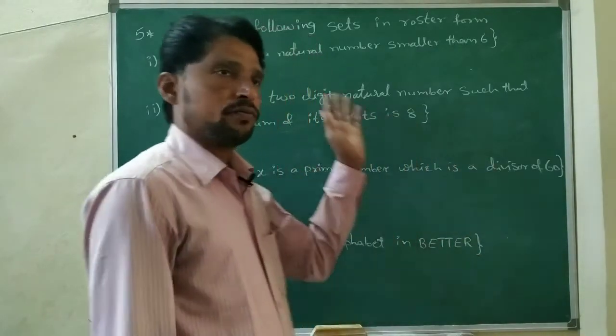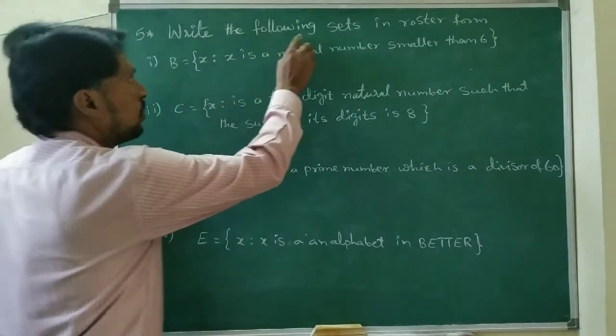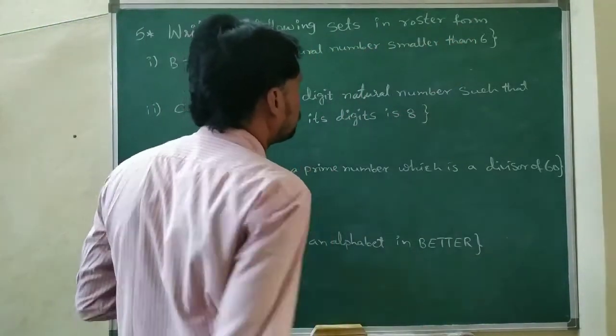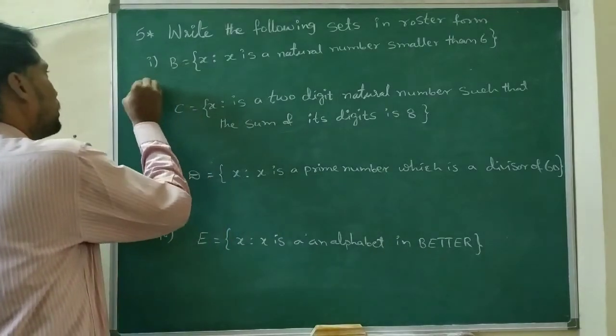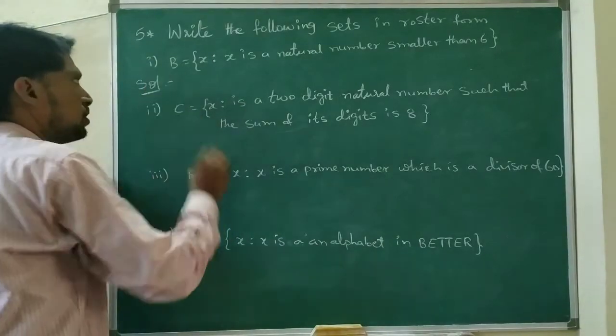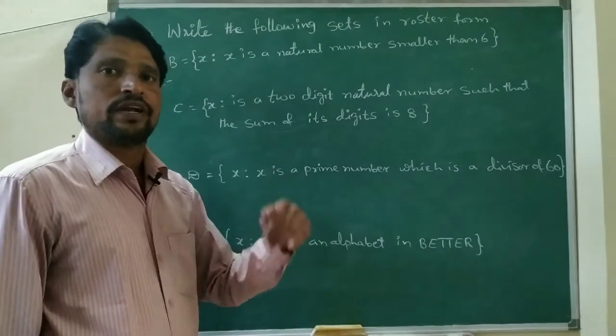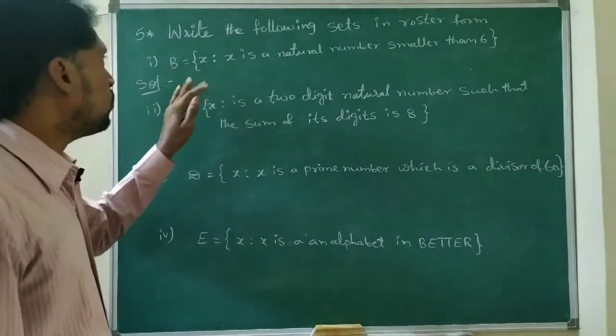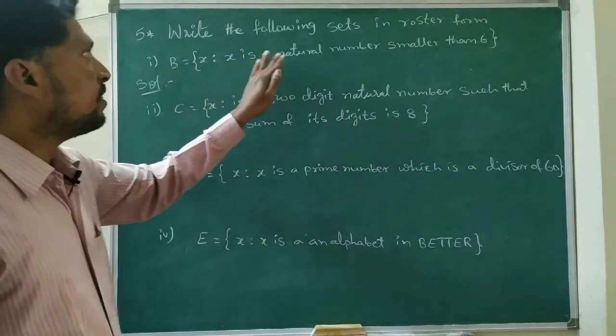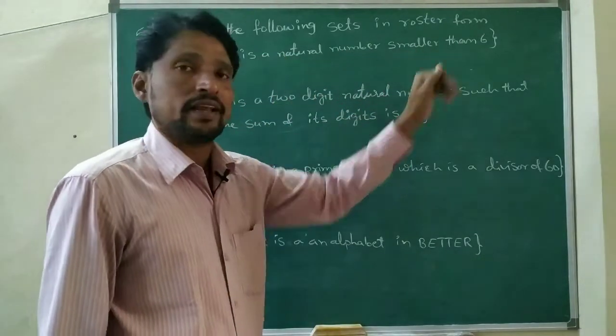Let us see the fifth question. Write the following sets in roster form. So the first question is given in the set builder form, and we need to write the roster form. B equals x such that x is a natural number smaller than 6.